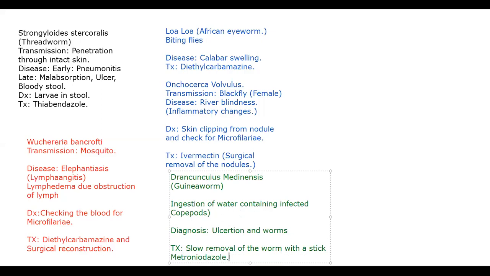Regarding the roundworms, we are done with all the major roundworms we need to remember. We've done Dracunculus medinensis, Onchocerca volvulus, Loa loa, Strongyloides stercoralis, Necator americanus, Ancylostoma braziliense, Ancylostoma caninum, Wuchereria bancrofti, Ascaris, whipworm, and the pinworm. So we are done, doctors.